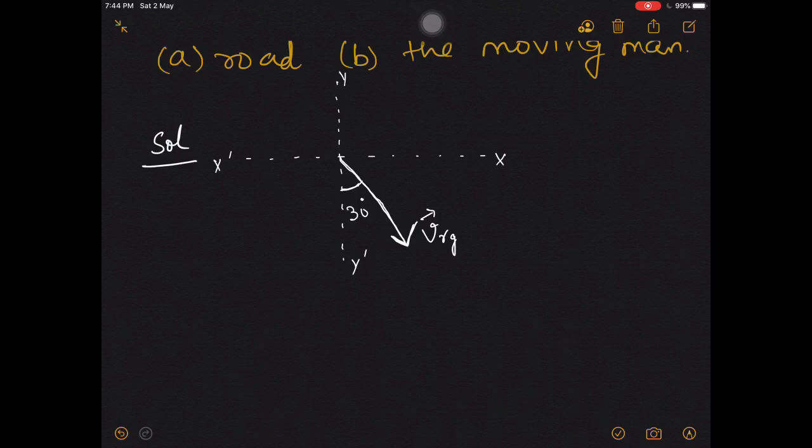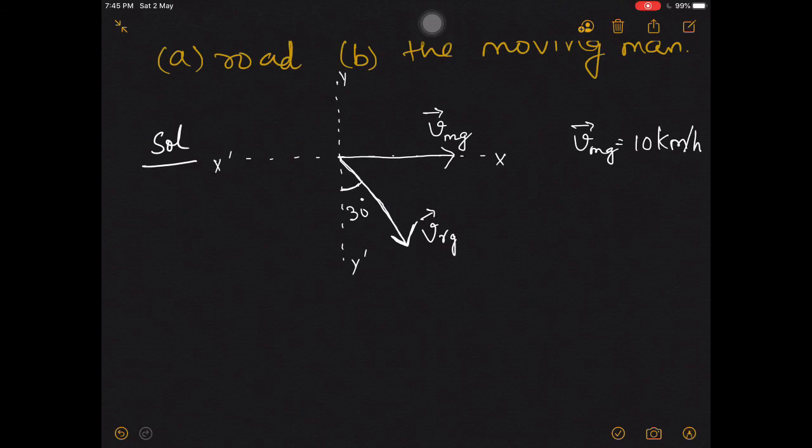Now the man throws the umbrella and starts running at 10 km per hour. Let us assume that the man is moving along the positive x axis. I could have used the x dash axis also, but for simplicity I am using this positive x axis only. This is the velocity of man. Again, nothing is mentioned, so definitely it is velocity of man with respect to ground. It is 10 km per hour.